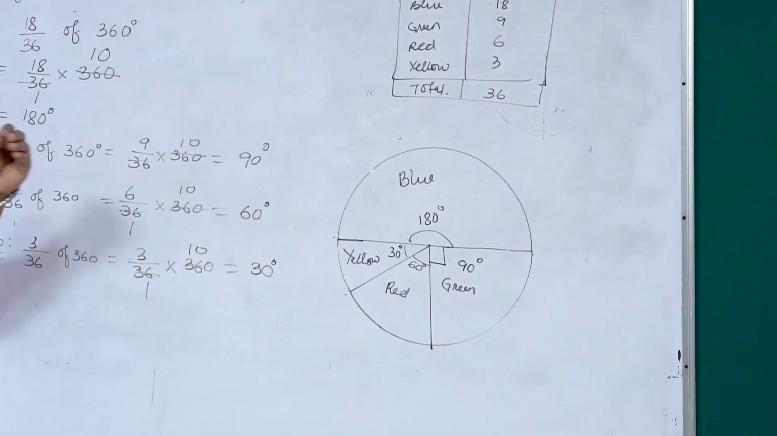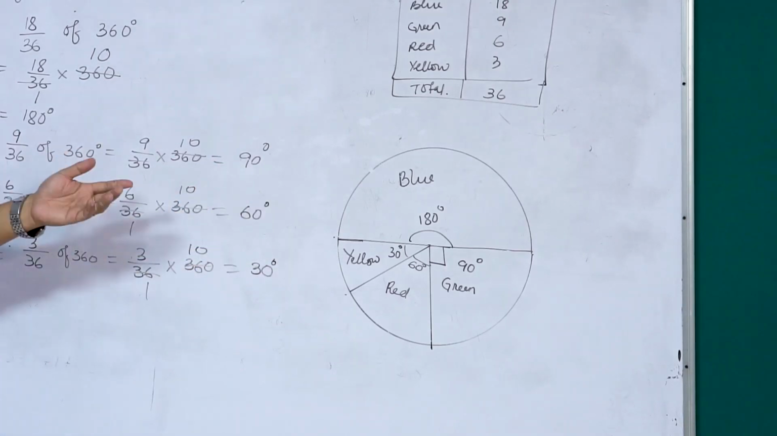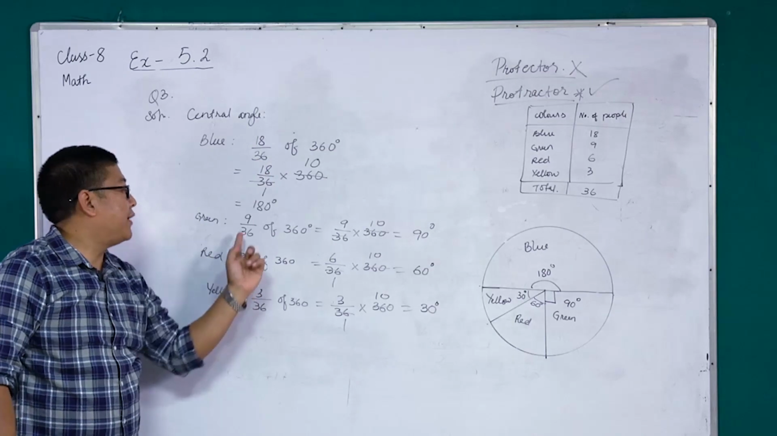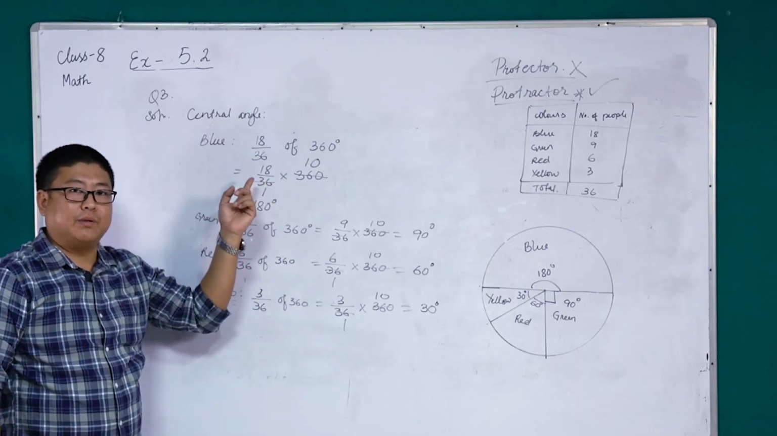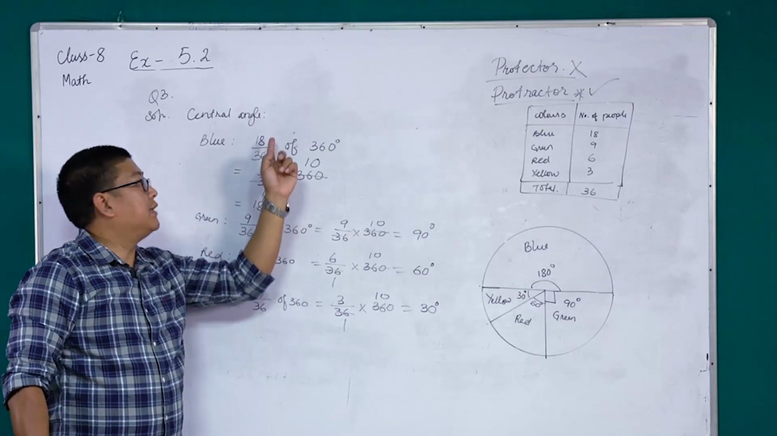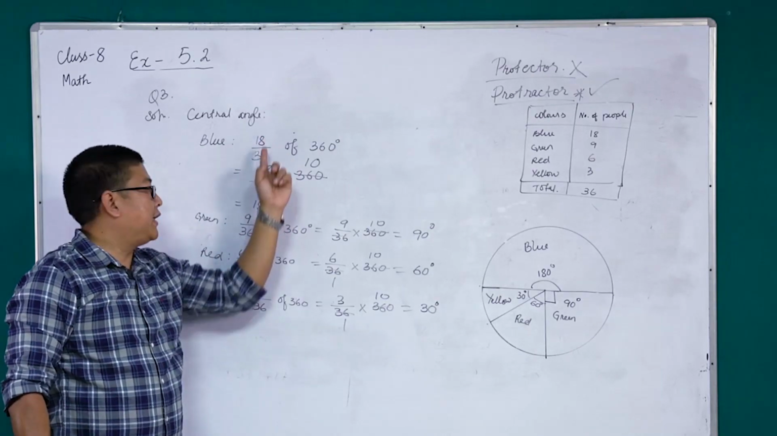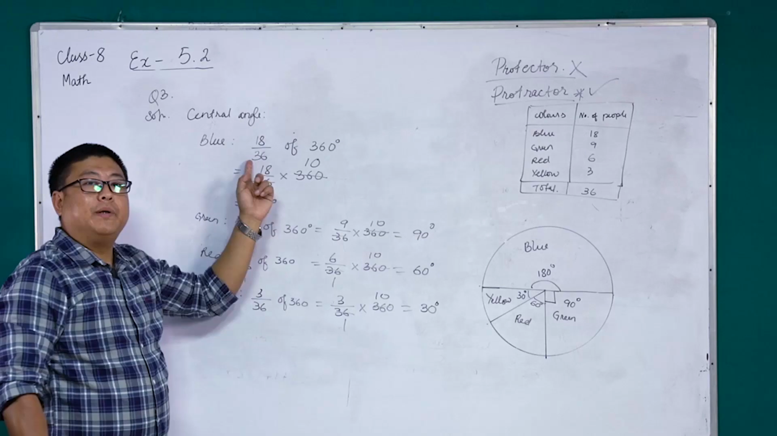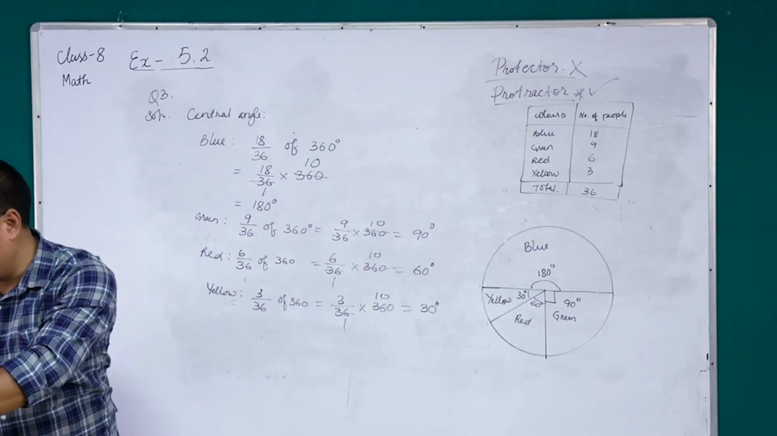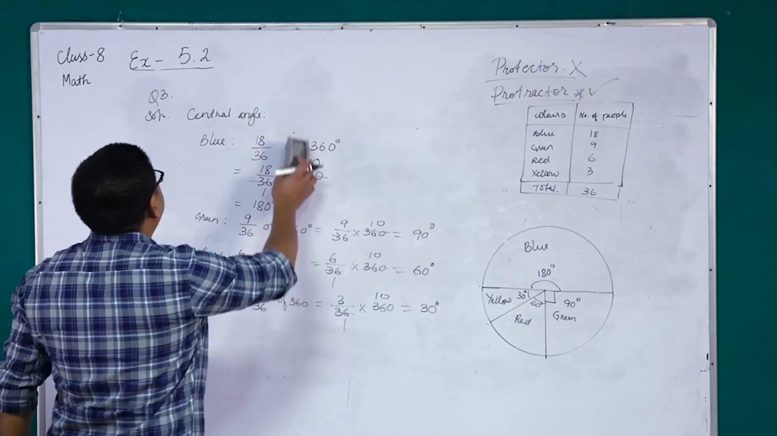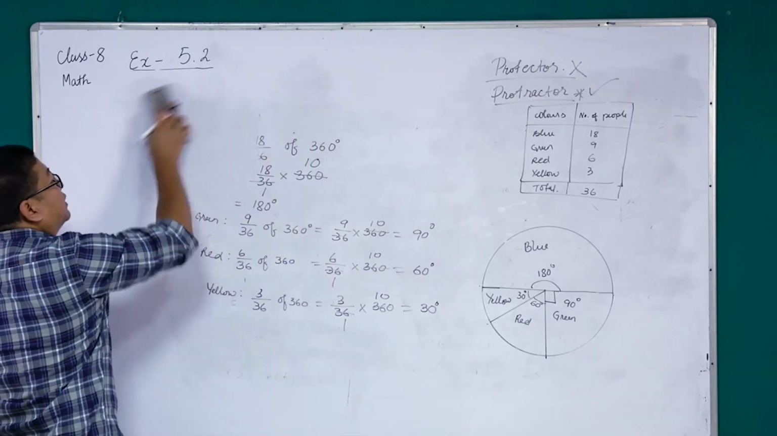Question number 2 is very similar to this. Instead of 36, we will be using 360 in question number 2. And the number on top, the numerator will change. Denominator will be 360. This is a small hint that I'm giving you. I want you to practice it at home. Let's move on to the next question.